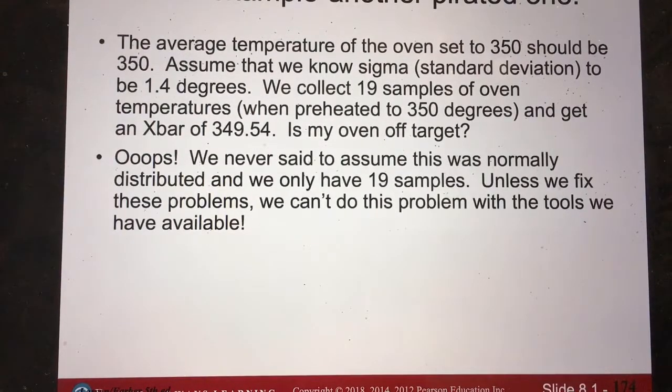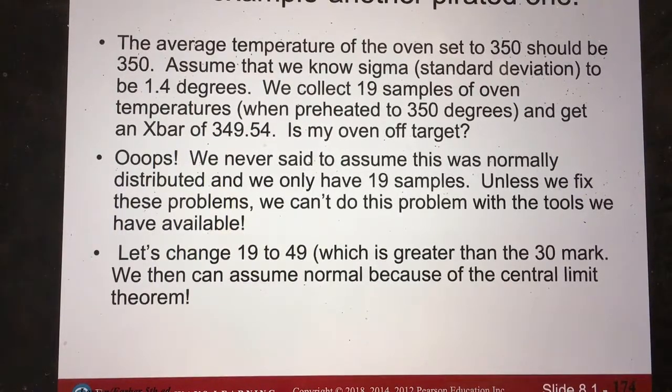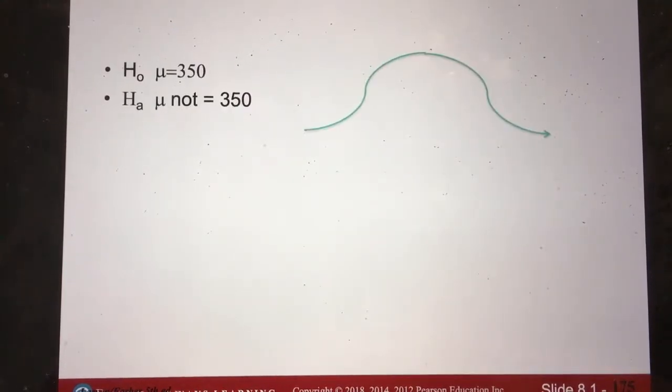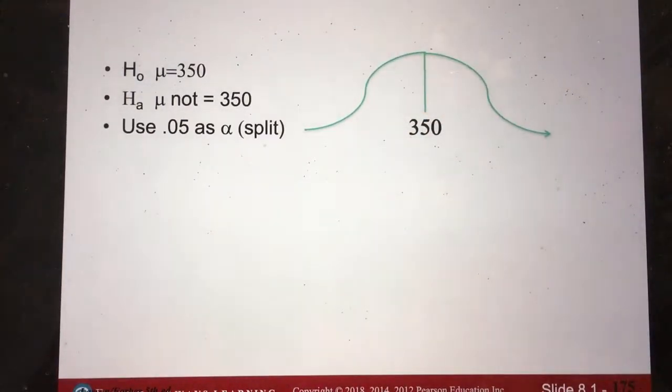Okay, so we never discussed whether this was approximately normal or not. So we only have 19 samples. Unless we fix these problems, we can't do this problem with the tools that we have available. We have to have it stated that it is approximately normal, and they did not state that. So we're going to change the 19 to 49, which is greater than 30, so that we can do this problem.